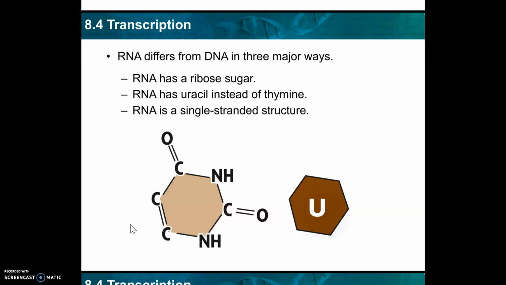The second difference is that RNA has uracil, represented here by a U. RNA uses uracil in place of thymine. That means that uracil is going to be complementary and it's going to pair with adenine. The last difference between RNA and DNA is that RNA is a single-stranded structure. So if you'll remember 2 lessons behind, we went over the structure of DNA and how it was a double helix with uniform width. RNA has a different structure altogether. It is a single-stranded molecule.